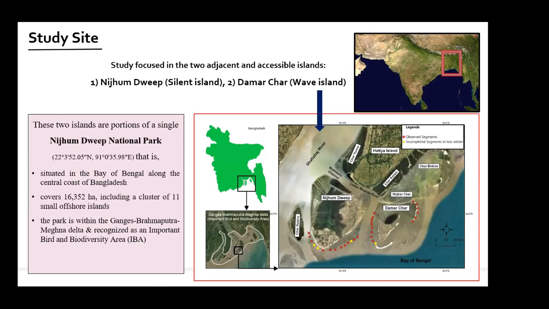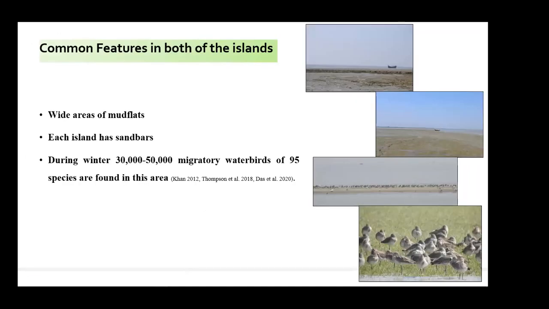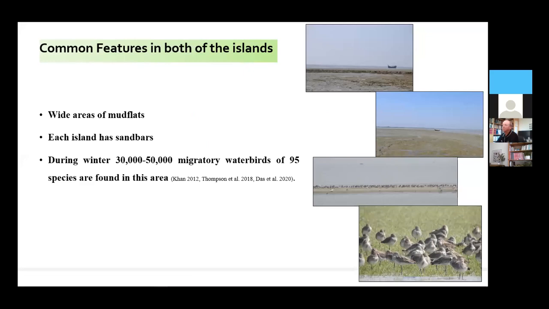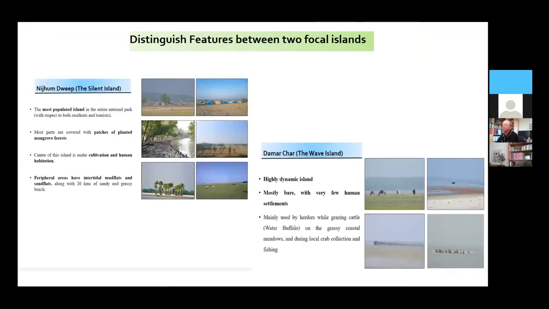Before going to the methods and the findings, I want to share the features of these islands. In these two islands, there are wide areas of mudflats, and each island has sandbars. During winter, they also harbor 30 to 50,000 migratory water birds of 95 species.